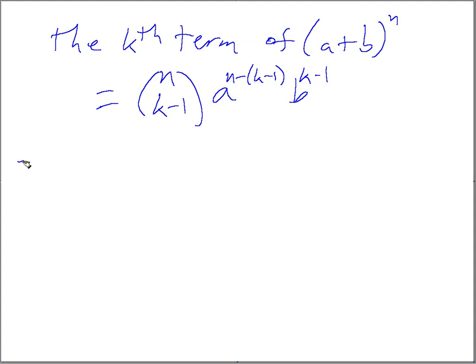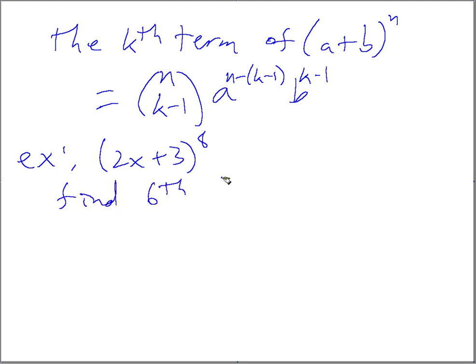So if I give you this problem, for example, let's say I have something like (2x plus 3) to the 8th power. Obviously, that's a very long problem. There are 9 terms here if I work it all out. So I don't want you to find all 9 terms. I just want you to find the 6th term in the binomial expansion.